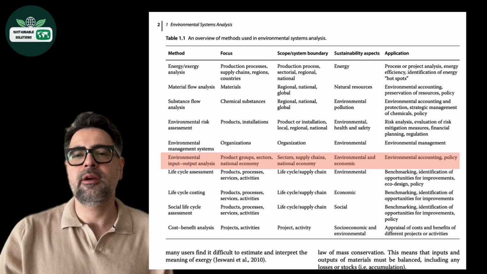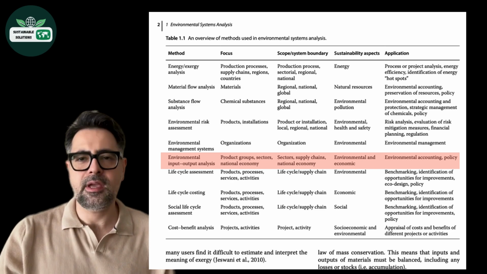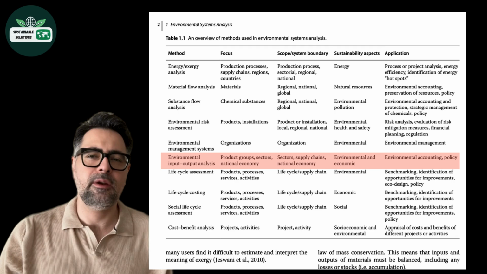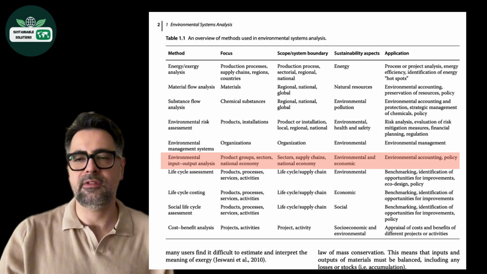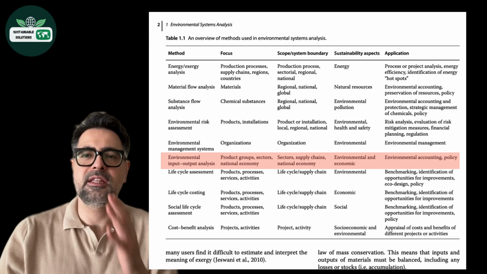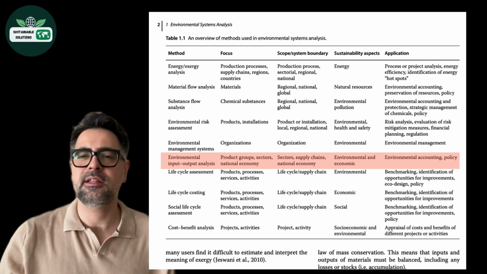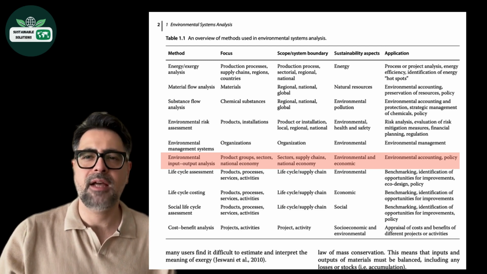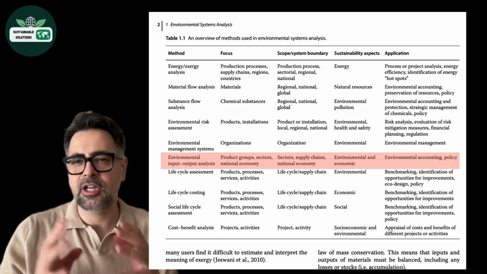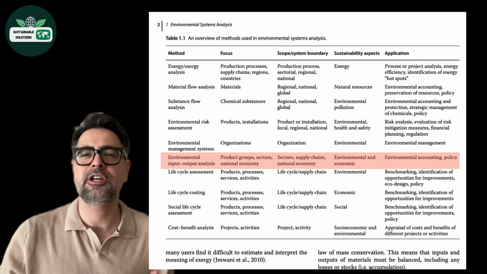Five is environmental input-output analysis, or EIOA. EIOA connects environmental impacts to economic activities. For example, how much carbon dioxide is linked to the production of goods in the transport sector. It's often used at national or sectoral levels, but it has limitations. It relies on aggregated data, assumes uniform production methods, and isn't great for tracking product level changes.